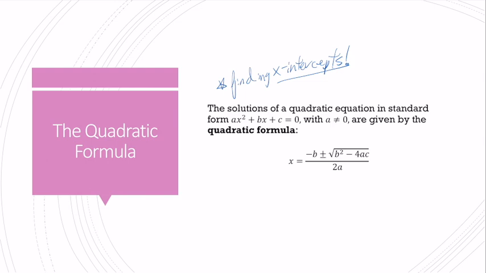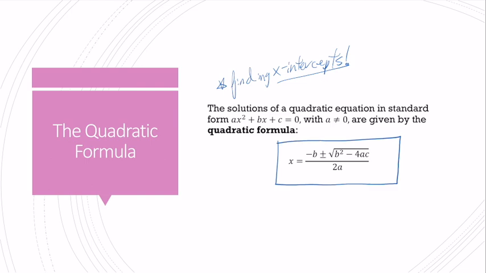So if I'm finding the solutions of a quadratic equation, the quadratic formula is x equals negative b plus or minus the square root of b squared minus 4ac all over 2a. And somewhere on TikTok, there's a video of me singing this to the theme of Pop Goes the Weasel, so happy hunting. But this is a formula that you will need to memorize and know how to use.